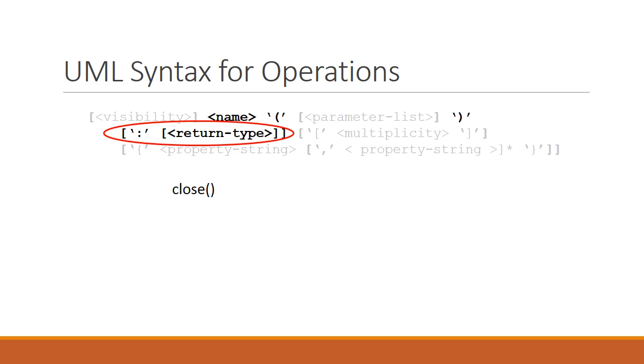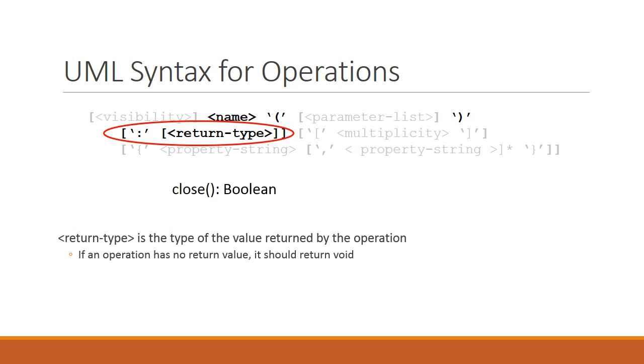Next, let's take a look at the return type. The return type is the type of the value that's returned by the operation. And this is preceded by a colon. Therefore, if the close method returns a Boolean value, which tells us whether or not this bank account was successfully closed, then I would write it like this.